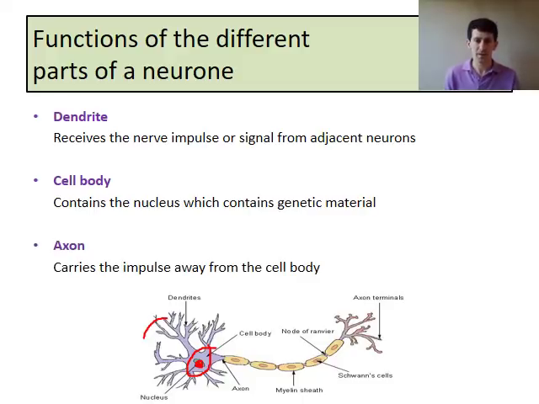Then we've got the axon. And the axon is this long part running down the middle of the neuron there. And the axon's job is to carry the impulse away from the cell body. So the dendrites pull in the impulse to the cell body, and the axon takes that impulse away from the cell body.